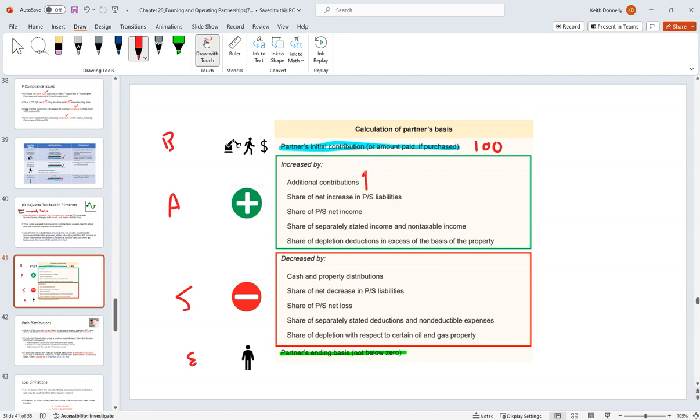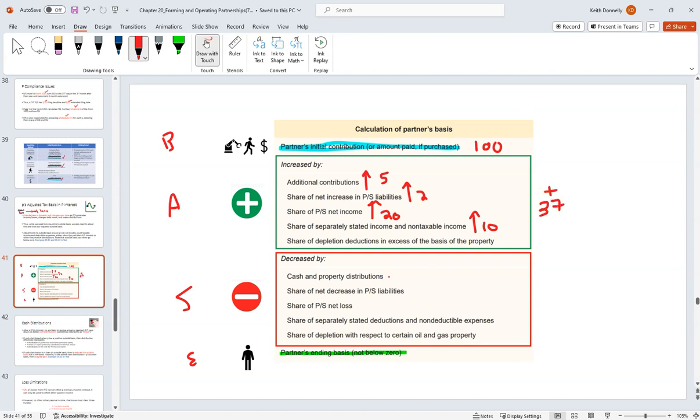Then, hey, are there any additional contributions? Maybe you gave $5. Hey, did the partnership take out any more liabilities? Oh, I'm on the hook for 2 of it, right? Oh, I had my share of income. I got $20 of the ordinary business income, and I got $10 for separately stated items, right? So it's going to be 5 plus 2, 7 there, 7 plus 30, we're looking at plus 37.